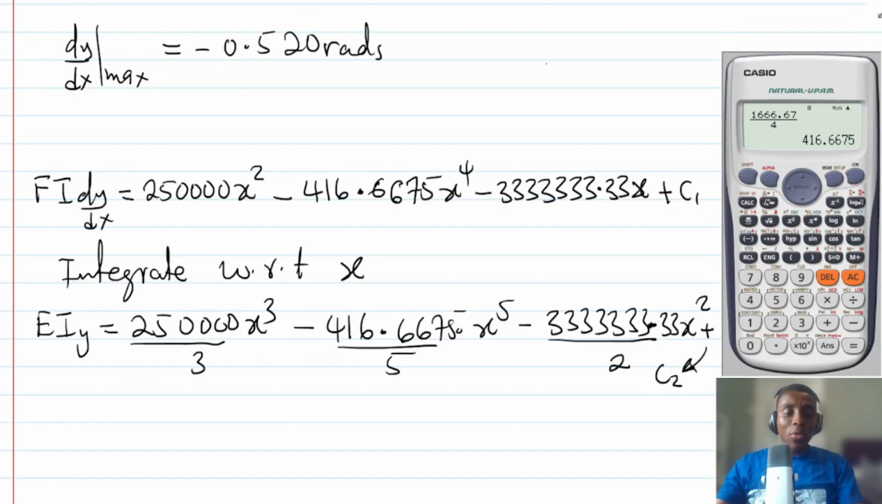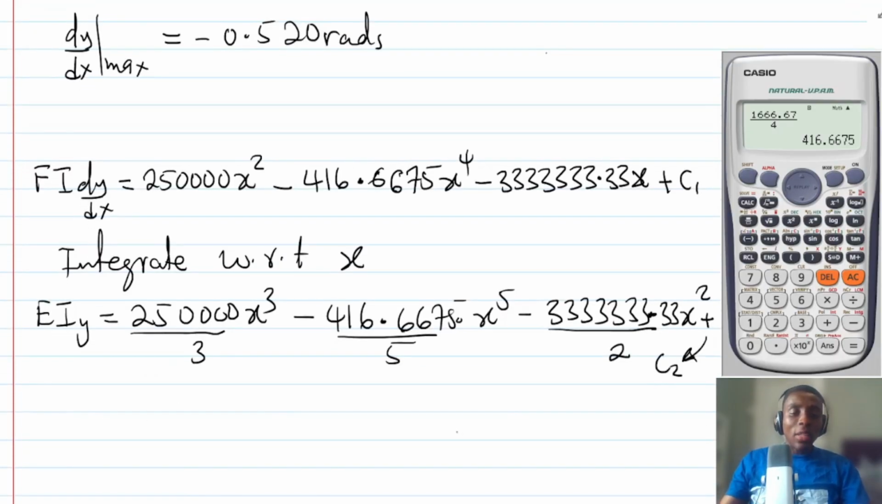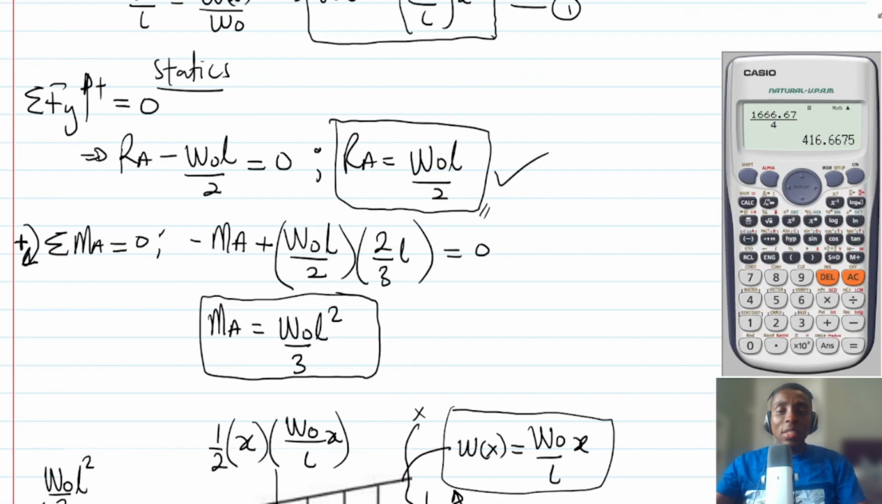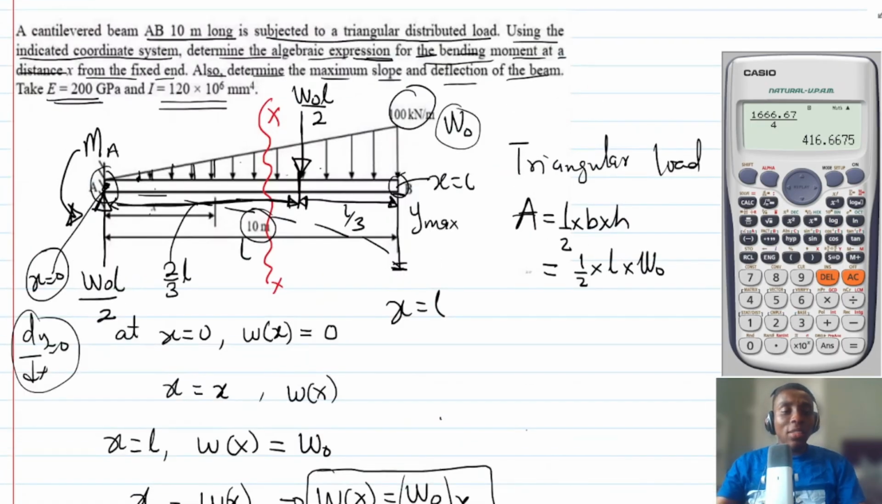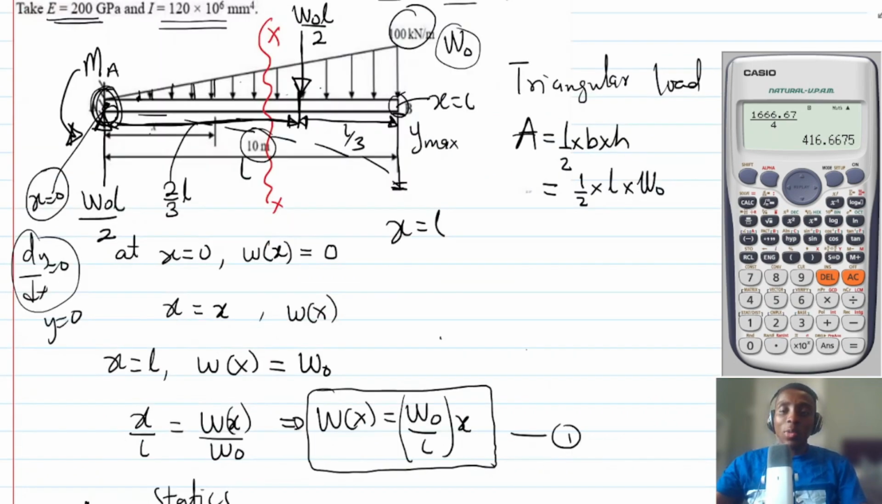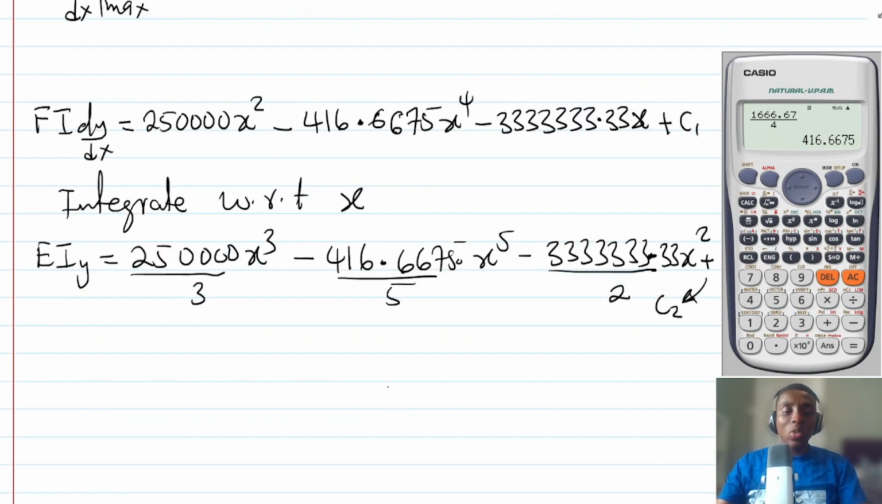Right. Now, if you look at it carefully, for a cantilever beam at x equals 0, the slope is 0, and the deflection is also 0. So y is also 0. So without wasting much time, C2 is also 0. Okay, C2 is also 0. So we can confidently say that EIy is equal to what? So 250,000 divided by 3.